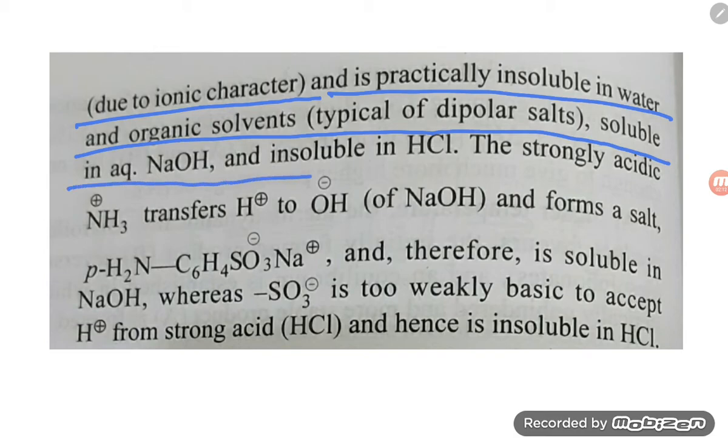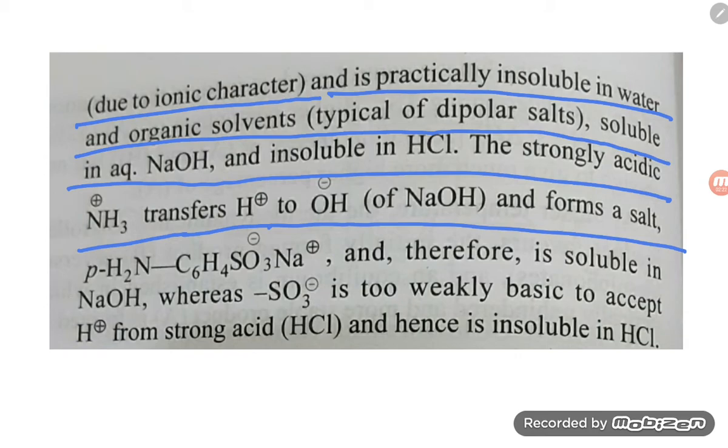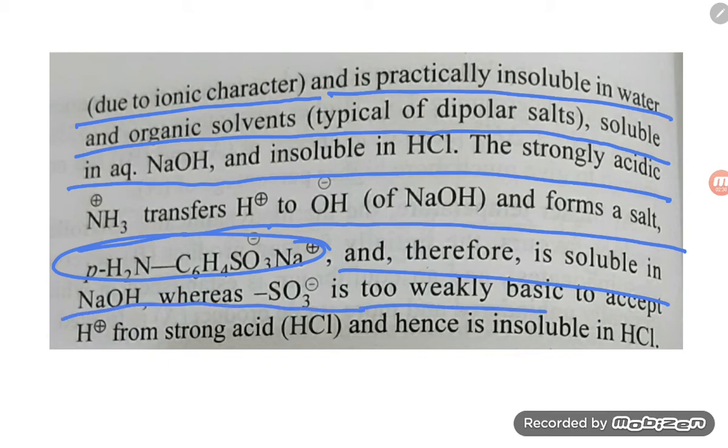Soluble in NaOH and insoluble in HCl. The strongly acidic NH3 plus transfers H plus to OH minus of NaOH and forms a salt. This is the salt formation, and therefore it is soluble in NaOH, whereas SO3 minus is too weakly basic to accept the H plus from the acid HCl, hence insoluble in HCl.